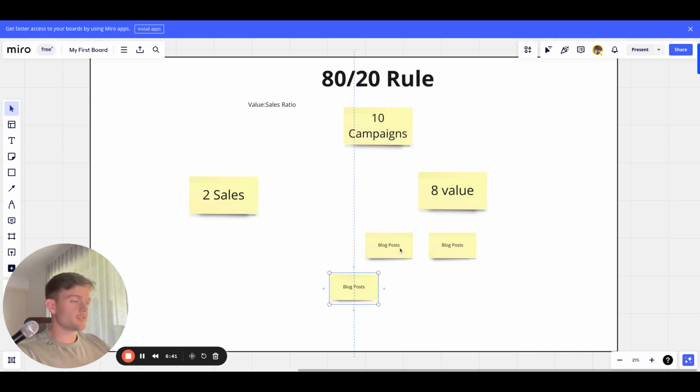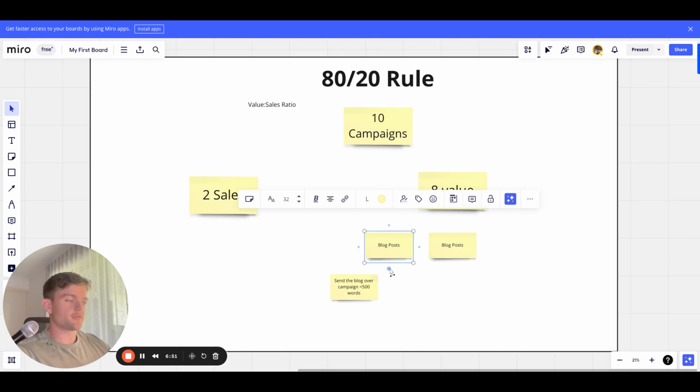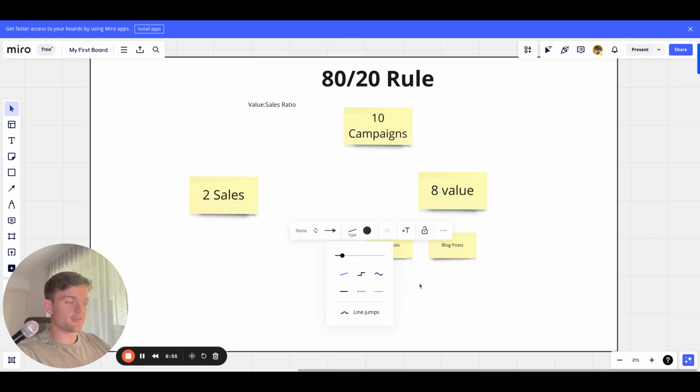When you're doing blog posts, you can either send the blog over as a campaign, so you actually write the blog out in the email, but make sure this is less than 500 words, and that's going to get the most engagement. It's going to be a great way to deliver value in a succinct way straight over email. Let's make that nice and bold.